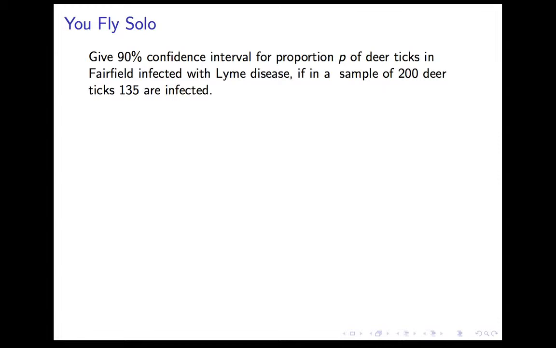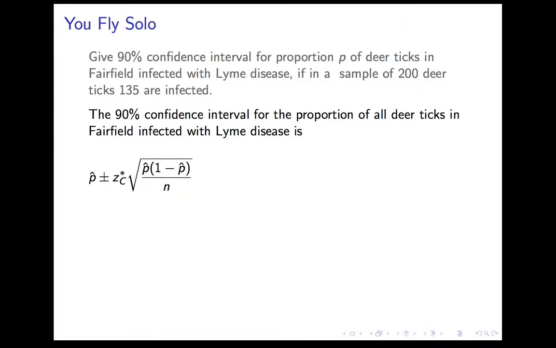Okay, now you try. Do the whole problem at least until you get stuck. If you get stuck, go back over the previous example and see if you can get yourself unstuck. And then when you're done, compare it to what I've done and see how you did. Give a 90% confidence interval for the proportion P of deer ticks in Fairfield infected with Lyme's disease, supposing that in a sample of 200 deer ticks, 135 are infected.